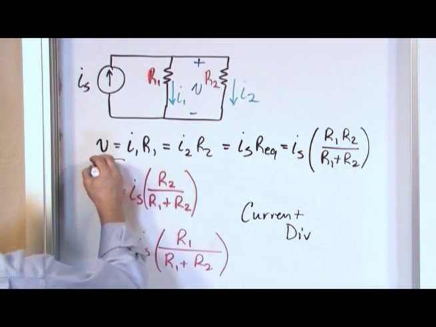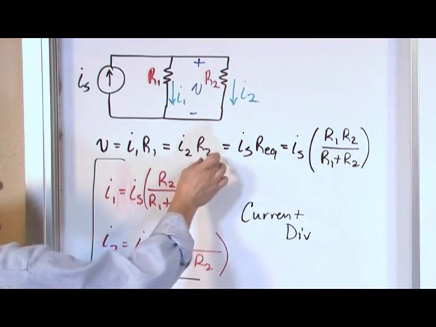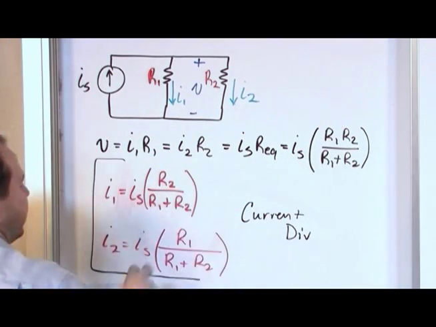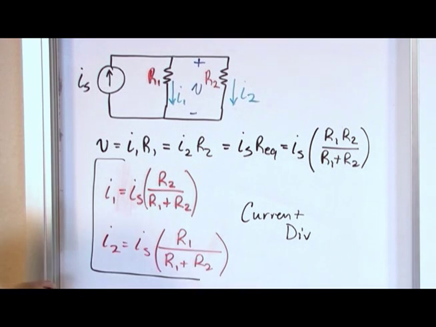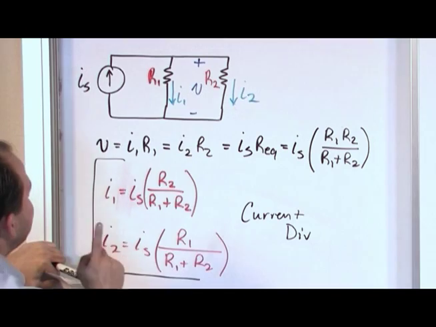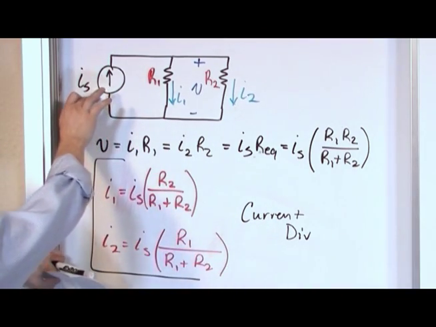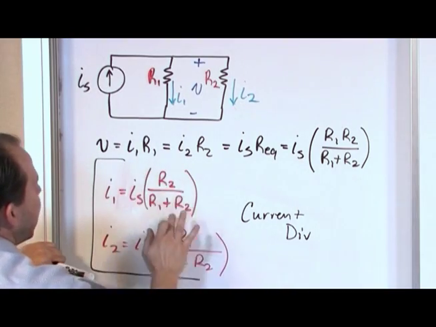These are the current divider equations. What it is basically saying, because what I did here is I set it equal, I canceled R2 out, and then the rest just stays the same. What it's basically saying here is that if you have a known source current feeding 2 resistors like this, if you want to calculate the current in the first leg, you just take that current that you know and you multiply it again by some factor.